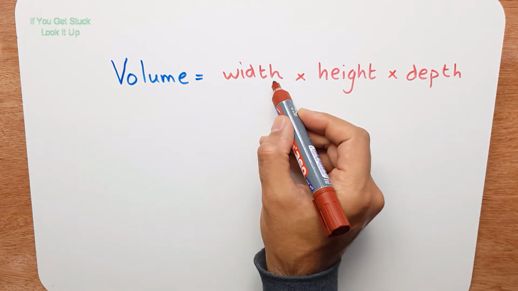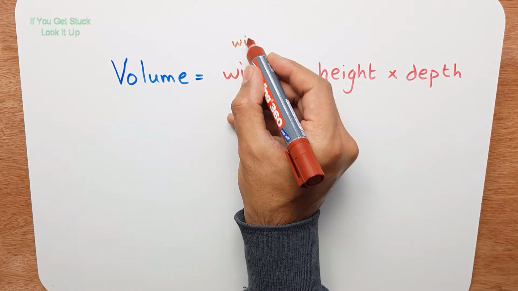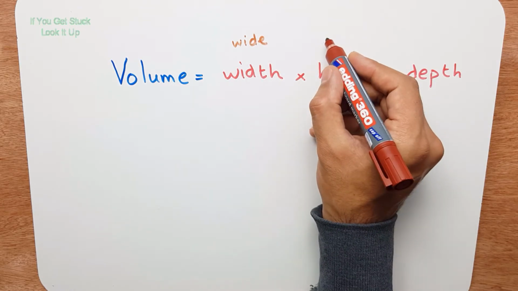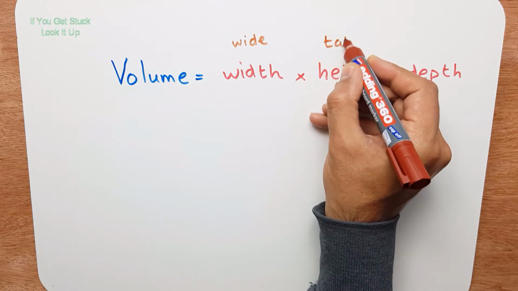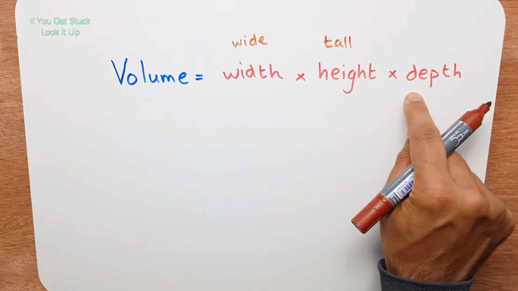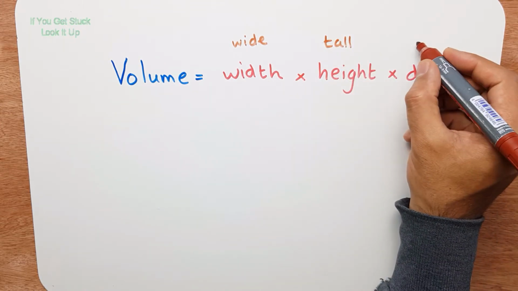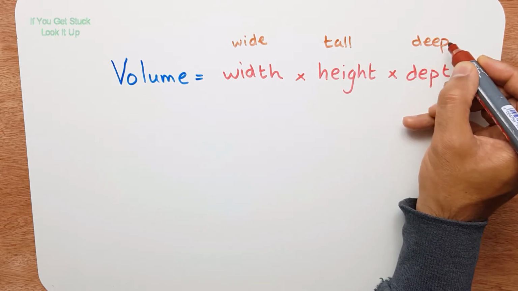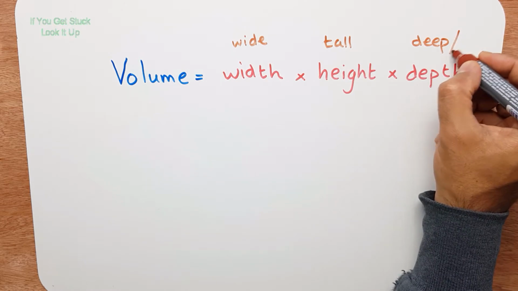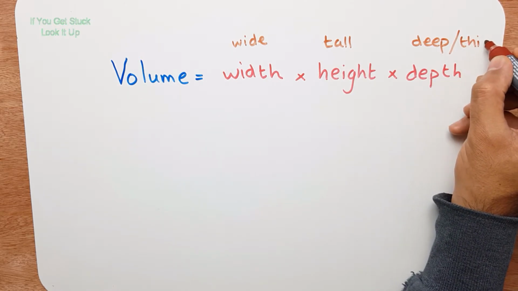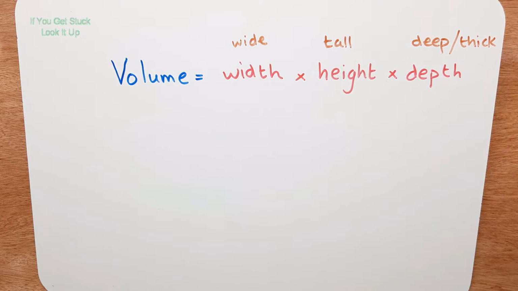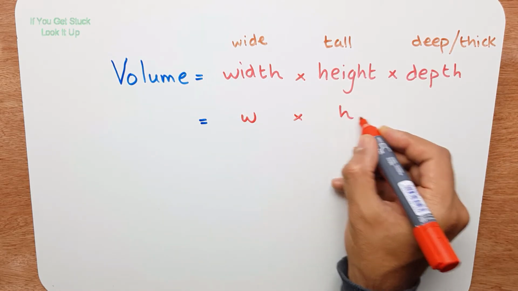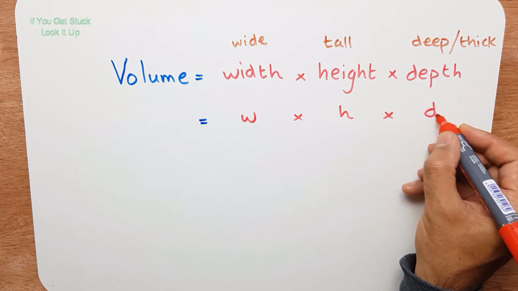Now this word simply means how wide something is. This height, you can look at it as how tall something is, and this is how deep, or the thickness of something. And you'll also see it written as W times H times D.